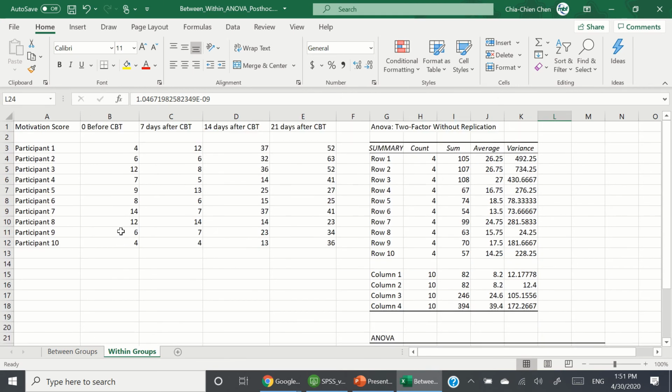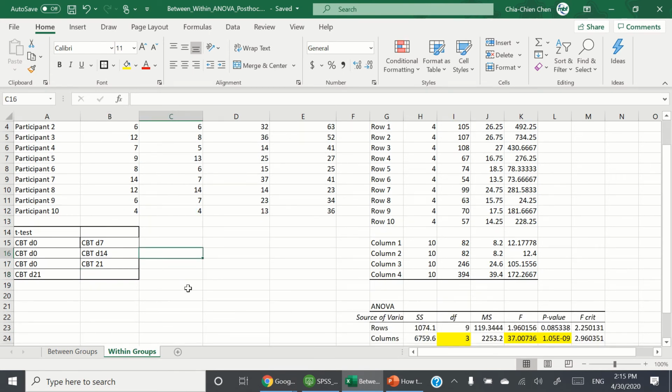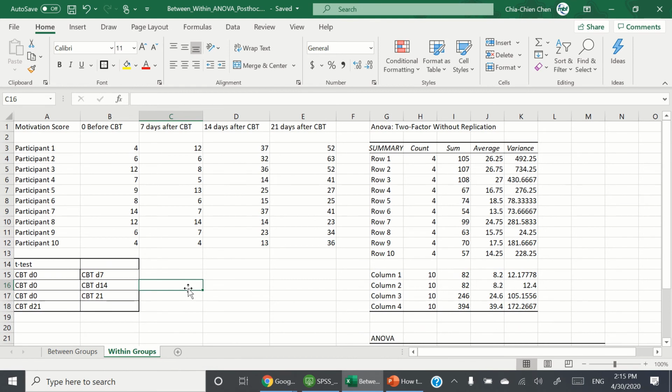Now, the next thing you want to do is create a multiple t-test box, because that's essentially what the Bonferroni is, right? So let's make a t-test comparison for all your post hocs. The type of post hoc you want to do within groups is essentially a multiple t-test using the paired t-test followed by a Bonferroni correction. That's one of the best ways to do it.